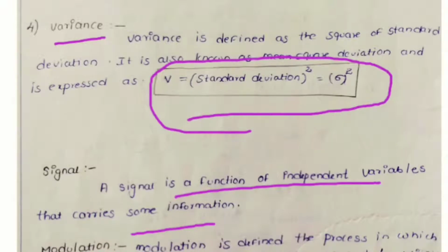Modulation and demodulation and different modulation techniques, such as delta modulation and pulse code modulation, are different topics that will come in modulation. A signal is a function of independent variables that carries some information. Already you studied this in digital signal processing. The standard test signals are the ramp signal and the impulse signal.